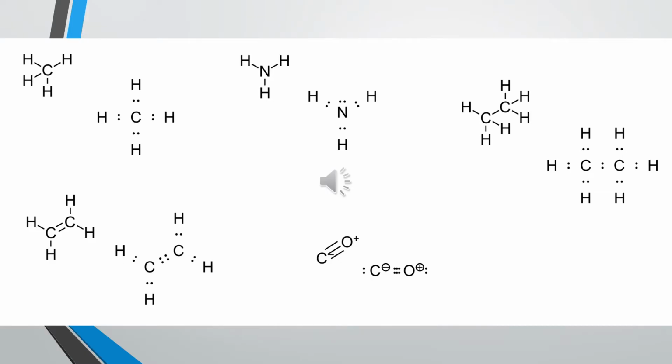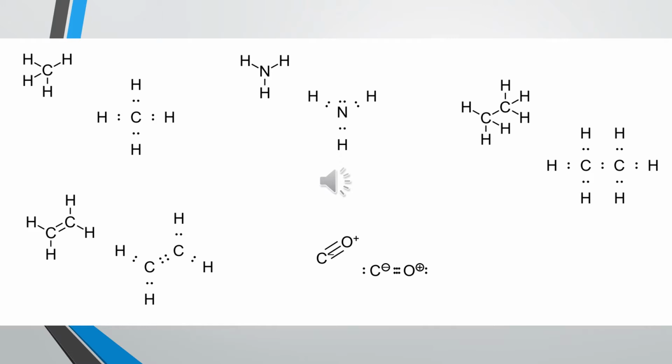On this slide, I show the Lewis electron-dot structures of 5 simple molecules, going from the upper left in a clockwise direction. Around the slide, we see methane, CH4, ammonia, NH3, ethane, C2H6, ethylene, C2H4, and carbon monoxide, CO.